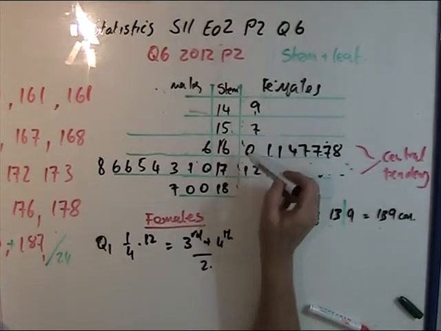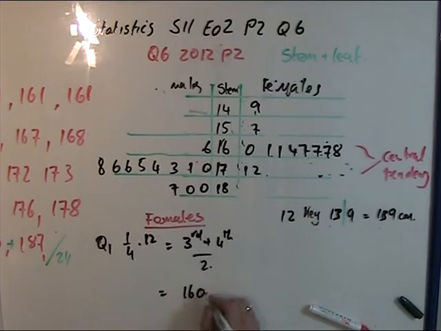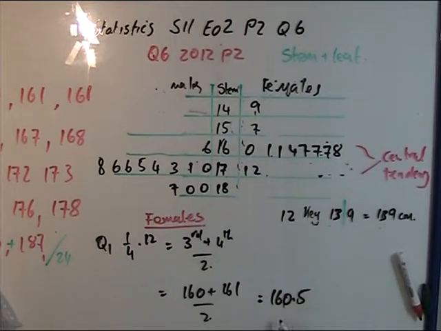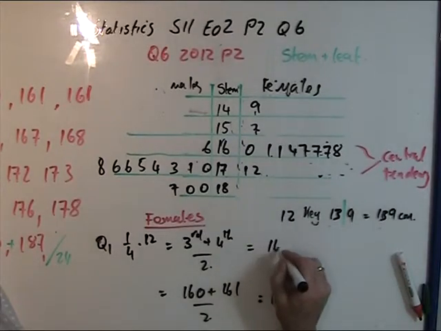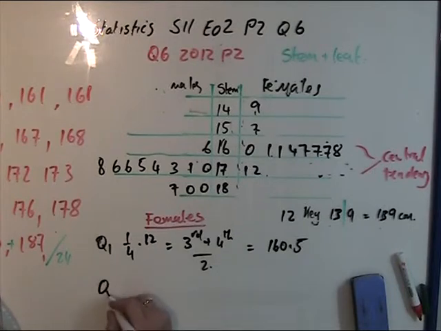So I got 1, 2, 3. So that's going to be 160 plus 161 divided by 2, and you're left with 160.5, and that is the first quartile. 160.5.